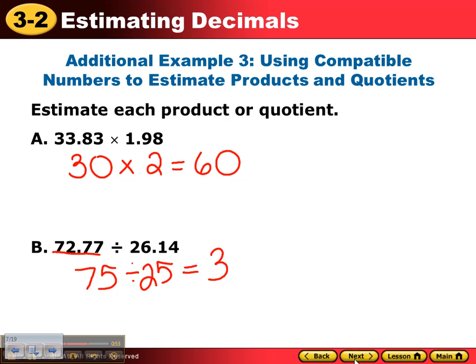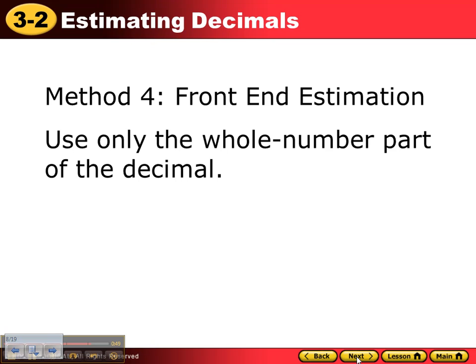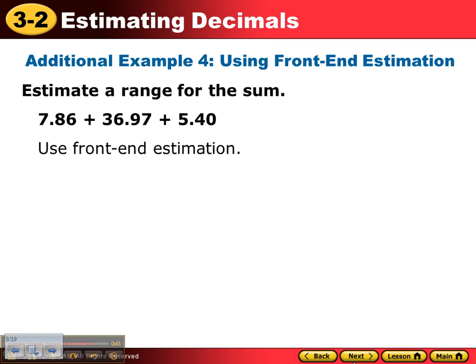I have one last method to show you real quickly. The last method we learned about in class was using front-end estimation. That's when I use only the whole number part of the decimal. So for my example, I have 7.86 plus 36.97 and 5.40. What I'm going to do is only use the front number. So I'm going to get rid of everything else that's behind the decimal point.